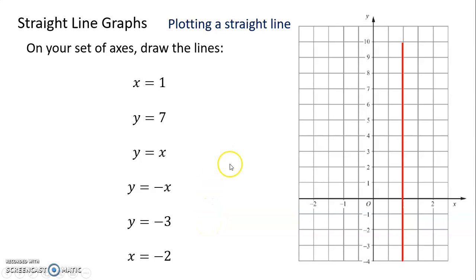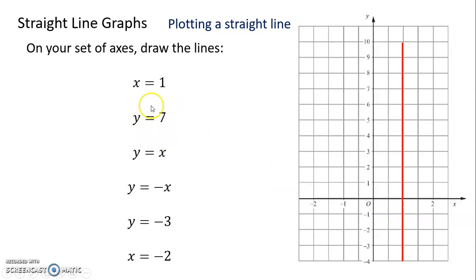Now, it could be that if you tried this yourself, you drew a horizontal line, because this is the x-axis, and it's very common for people to make the mistake of thinking that x equals 1 should be parallel to the x-axis, but actually it's counterintuitive. So it goes through 1 on the x-axis and it's perpendicular to the x-axis.